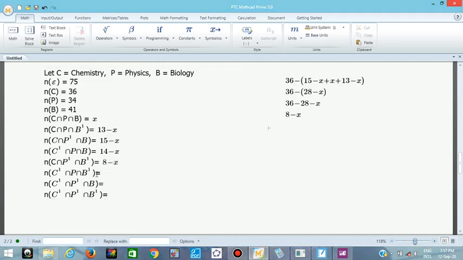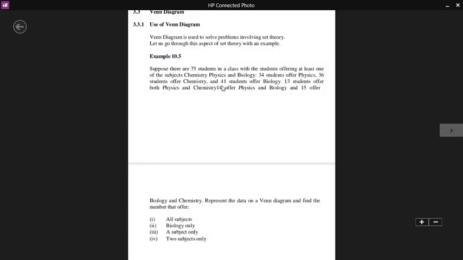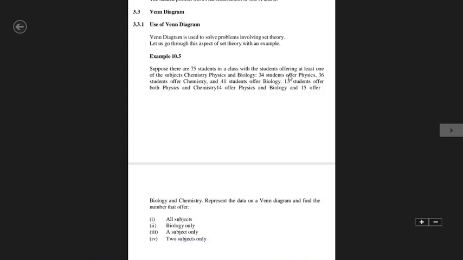Then let's see those that did only physics. You can see P without C, without B. That's the meaning of this prime here. They didn't do chemistry, they didn't do biology, they only did physics. Let's look at the question. Those that did only physics, let's see. So 34 students offered physics. You can see them, 34 offered physics.